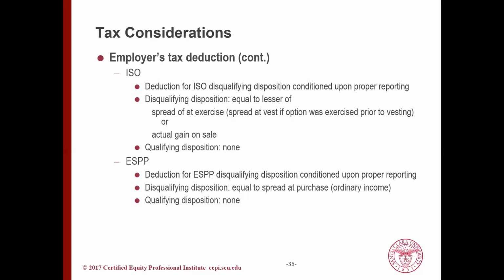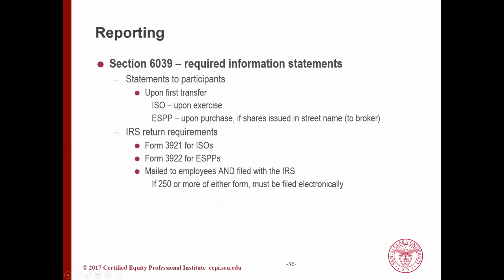We mentioned Section 6039, that the employer has informational reporting requirements under Section 6039, which requires companies to do several things. One, provide optionees and ESPP participants with information that should be helpful in determining their taxes, and two, provide the IRS with the same information.